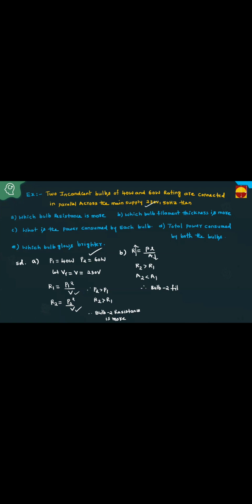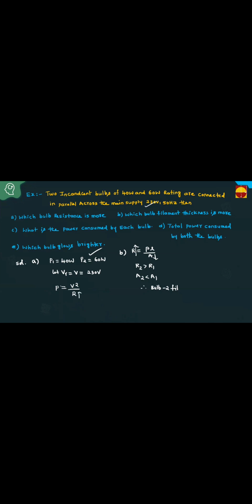P is less, R is more. Just a minute. But voltages are equal here. It's the series connection where the current is constant. So wrong assumption here. Just a minute. Please correct it. P1 is 40 watt, P2 is 60 watt, no? P equal to V square by R.